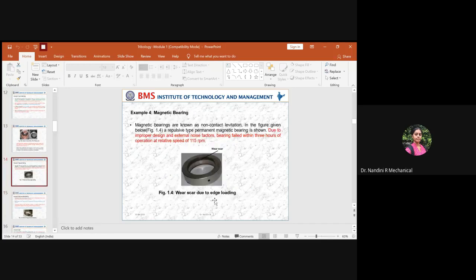Next is magnetic bearing. This is the wear scar which has been occurring across the edge. Okay, so why is it happening? Magnetic bearings are known as non-contact levitations. The magnetic bearing attracts towards it and gets the required contact. It is not that it will be rolling continuously like any other component, but still wear scar is occurring in the magnetic bearing. Why? It is due to non-contact levitations. So in this figure, just a second, I'm getting a call.